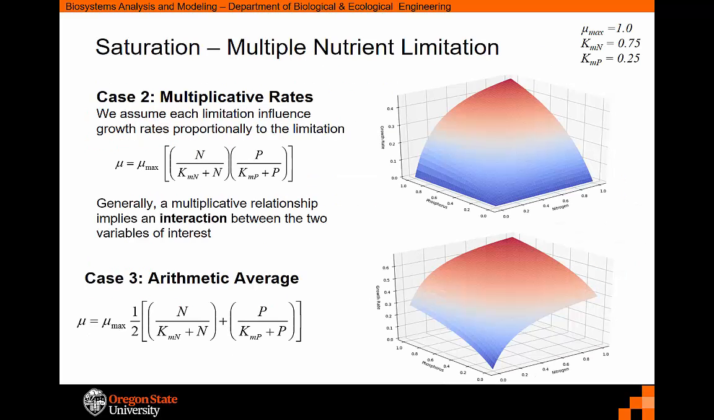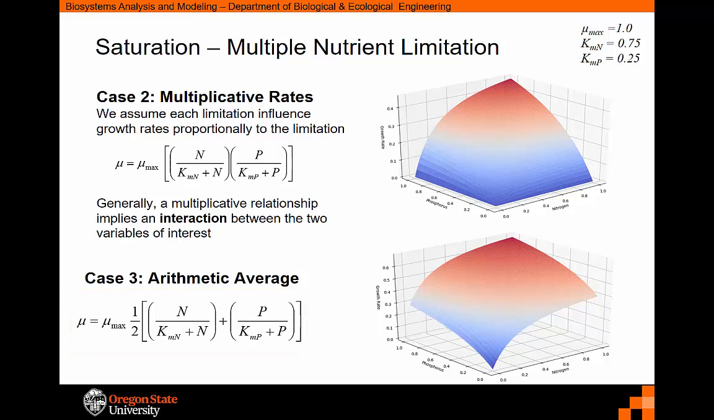Alternatively, we might have a situation where the nutrient limitations interact with each other. In this case, an appropriate model might be a multiplicative relationship between the limiting factors, indicating the combined effect of individual nutrient limitations both influence the overall rate of growth, unlike the Liebig model we looked at previously. A third representation might average the two individual limiting effects. The model in effect says that the limitations are additive. They do not interact with each other, but they both contribute to the overall limitation on the growth rate.